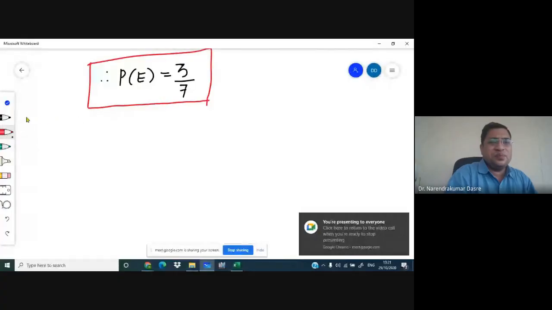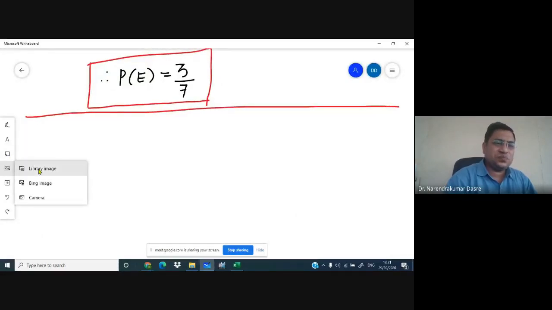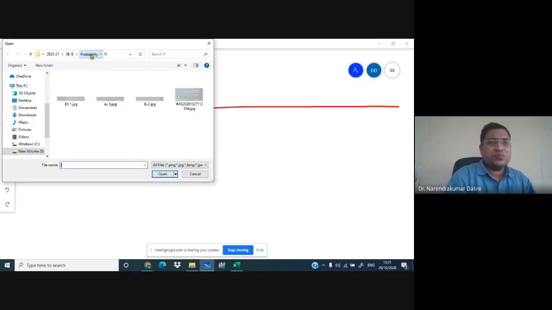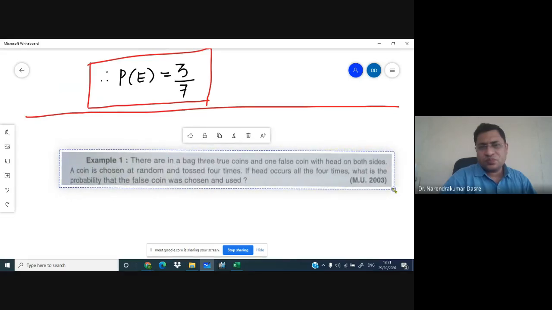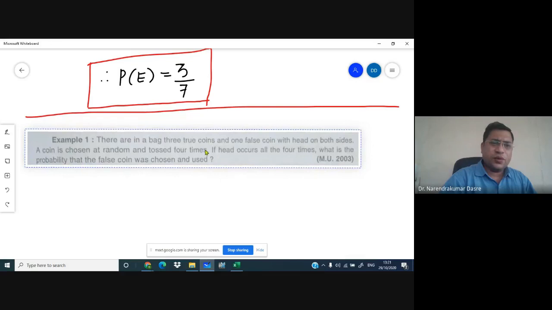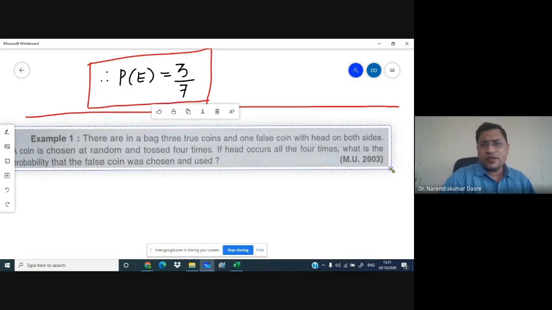Now let us try the inverse probability, or let us try the Bayes theorem. So what do we have in Bayes theorem? We'll see the example of Bayes theorem. I hope you are able to read this example.